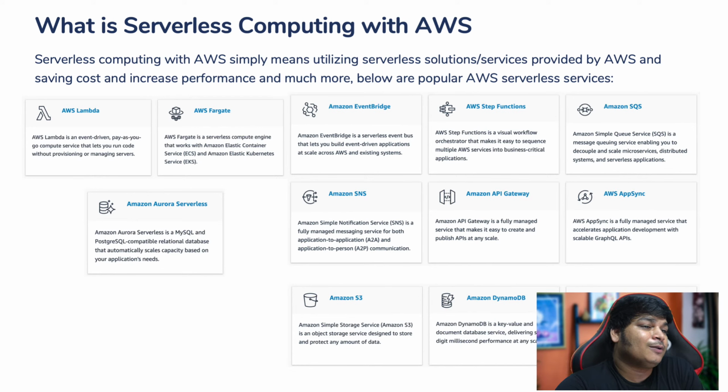Okay. Now the next service is AWS AppSync. AWS AppSync is a fully managed service that accelerates application development with scalable GraphQL APIs. So suppose you have a GraphQL API requirement, you can go for AWS AppSync.